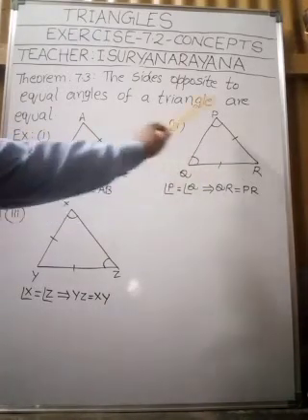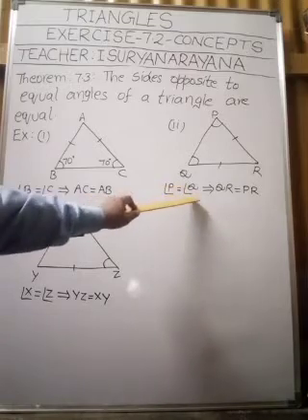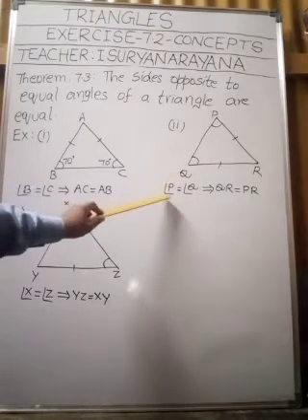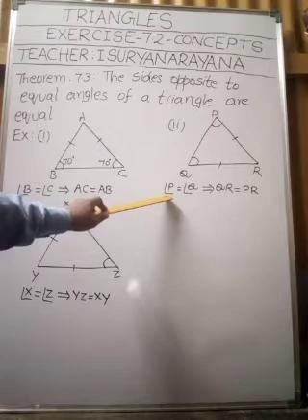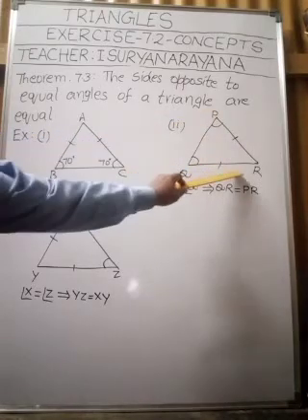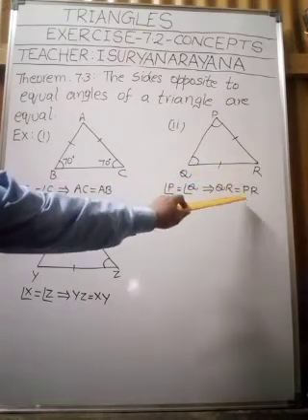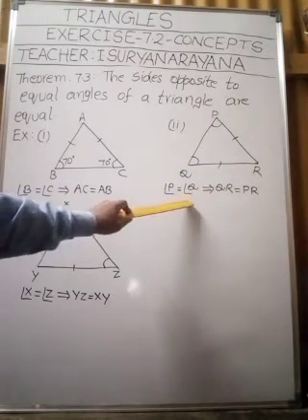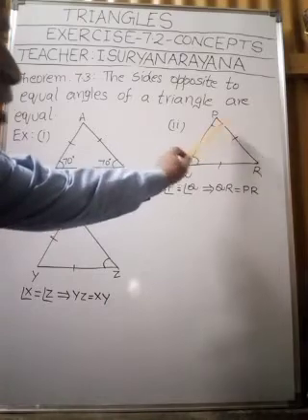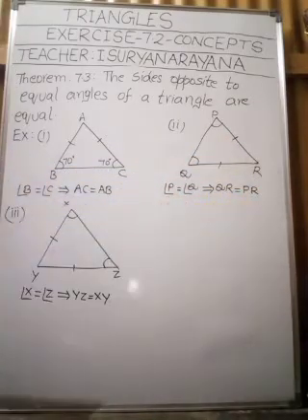Similarly, see the second example. In triangle PQR, angle P is equal to angle Q. What is the side opposite to angle P? This is QR. The side opposite to angle P is QR. So QR is equal to, what is the side opposite to angle Q? PR. So QR is equal to PR.